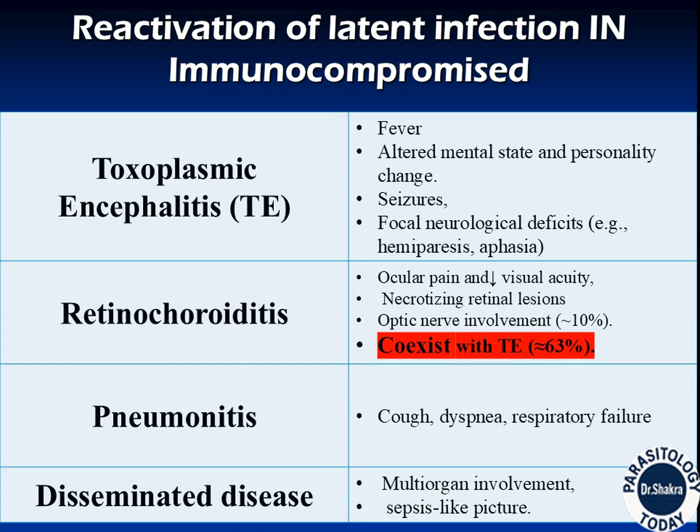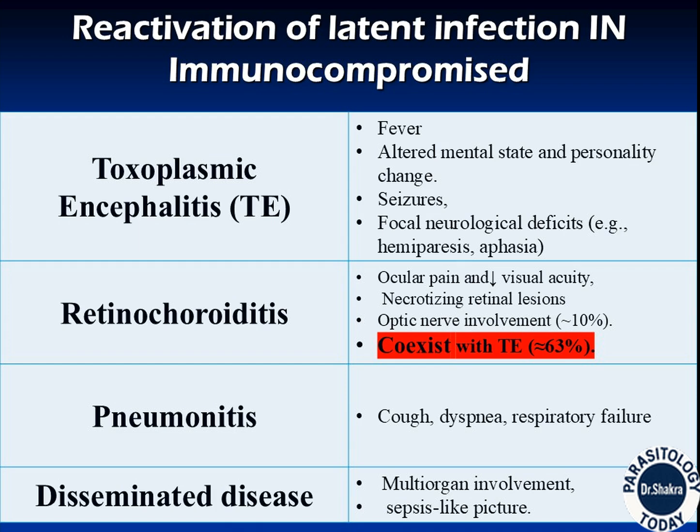Patients experience ocular pain and decreased visual acuity, necrotizing retinal lesions, and occasionally optic nerve involvement, seen in about 10% of cases. Interestingly, retinochoroiditis coexists with toxoplasmic encephalitis in approximately 63% of patients, emphasizing that ocular and cerebral lesions often occur together. 3. Pneumonitis. When the infection involves the lungs, we may see cough, dyspnea, and, in severe cases, respiratory failure.